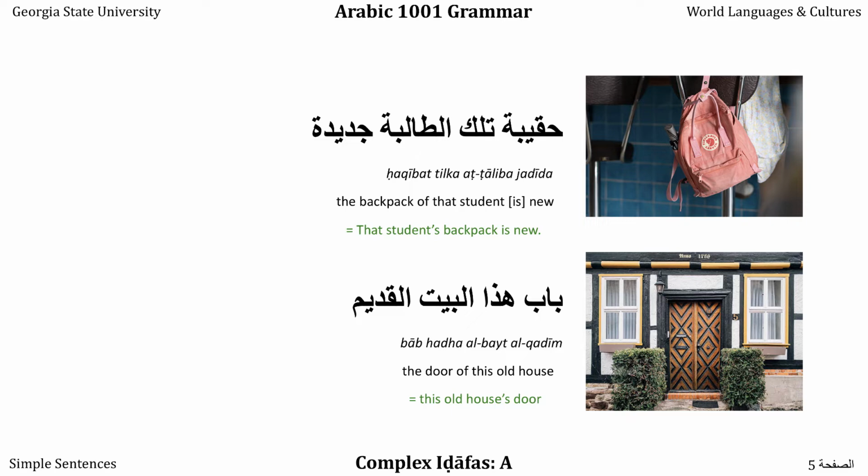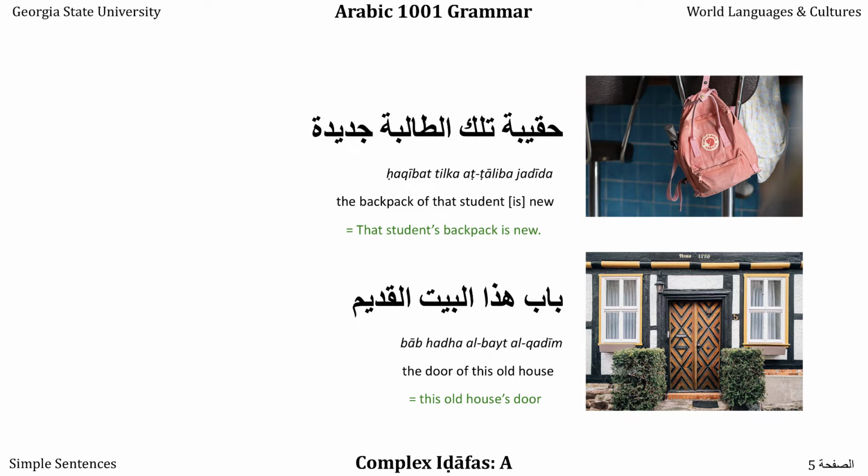So when we use demonstratives in the middle of an idafa, it doesn't change how we use adjectives in relationship to the idafa. If the adjective is indefinite, as in the first example, it makes a sentence and the adjective modifies the first word in the idafa. If the adjective is definite, as in the second example, it modifies the last word in the idafa and we have a phrase.